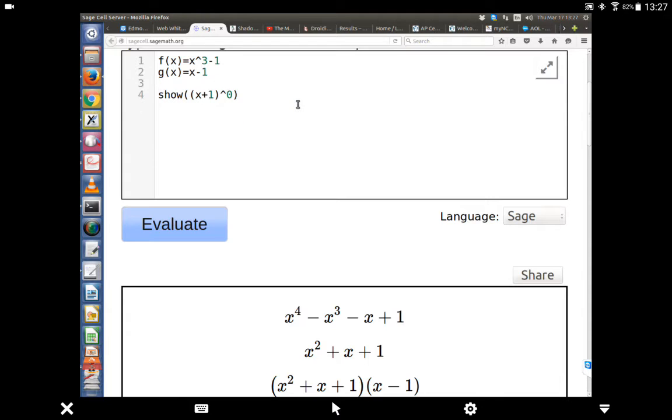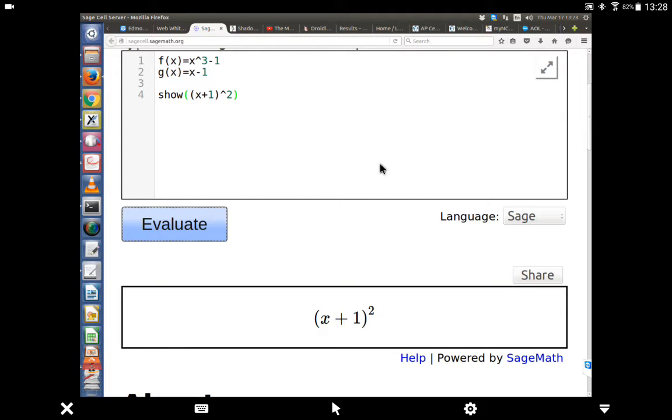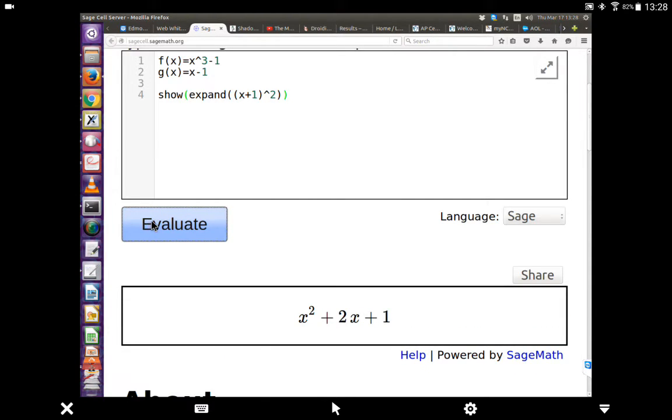All right, I'm going to save some space and get rid of this stuff for now. Okay, so what if I show that? Well, anything to the 0 is 1, right? Okay. What if I do to the first power? Click evaluate, as you would expect. And to the second power. Well, fine, but what if you wanted to expand that? Okay, so expand. And that's what you would get, right?